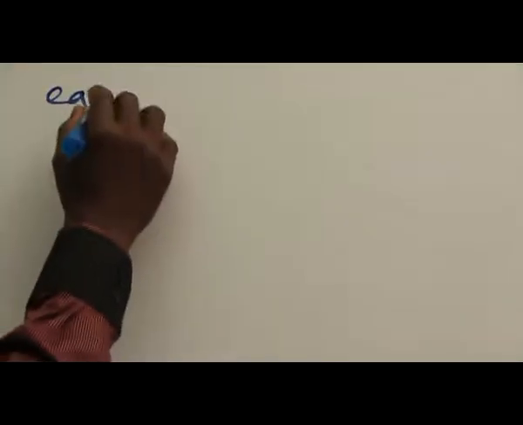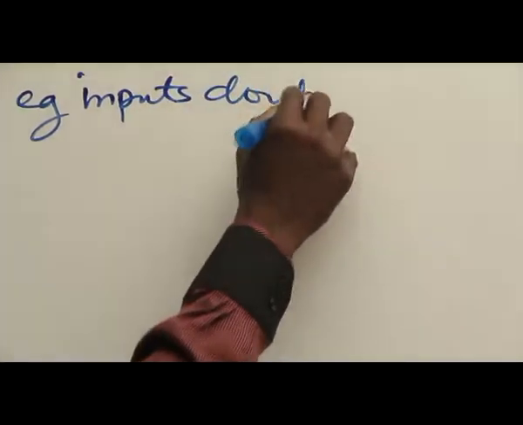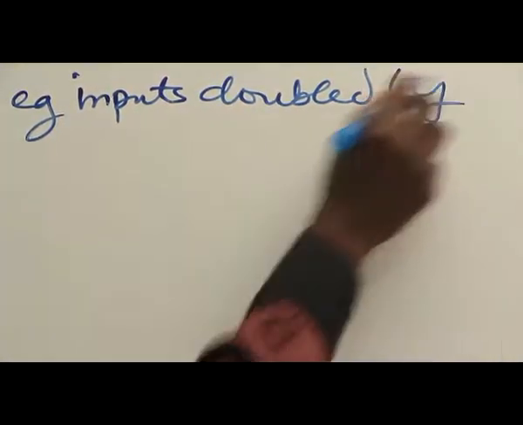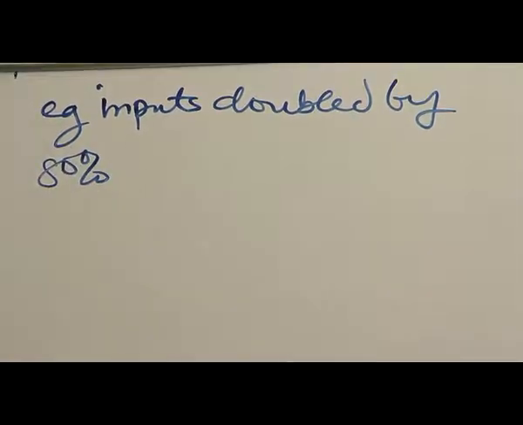So if we double our input, what we get from it becomes more than doubled. If we double 2, we have 4. For example, input doubled by 80% leads to output increase to 200%.